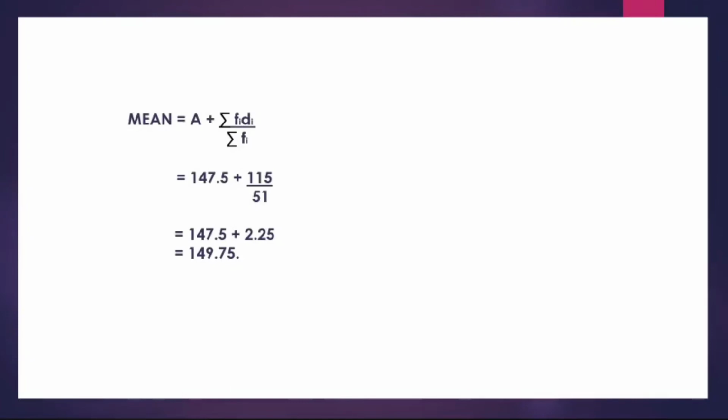Now, writing the mean equal to 149.75 doesn't mean anything. We need to give a unit to it. So we'll write: mean height of the students of grade 8 is 149.75 centimeters. The units are very important. So ensure that you write the units also.